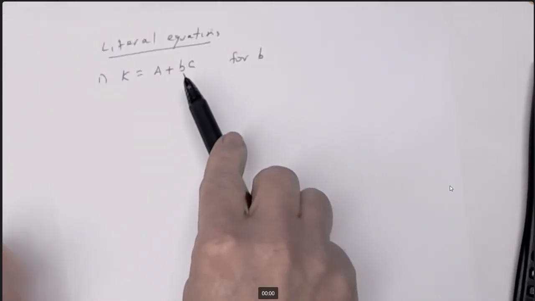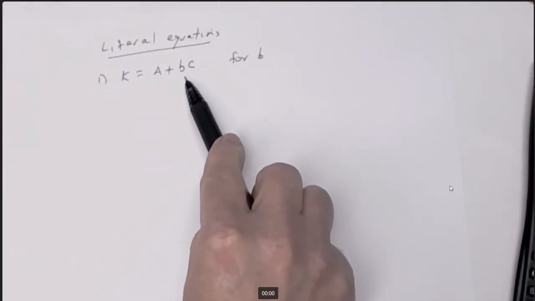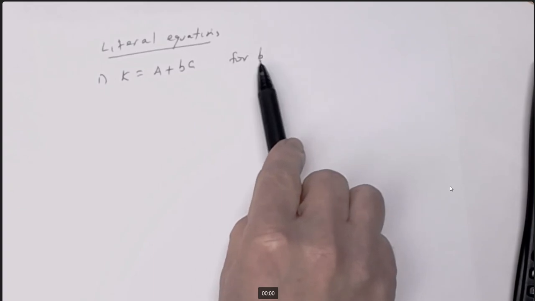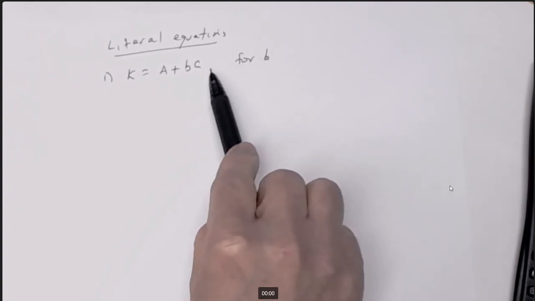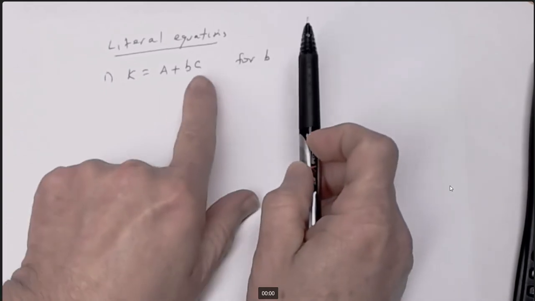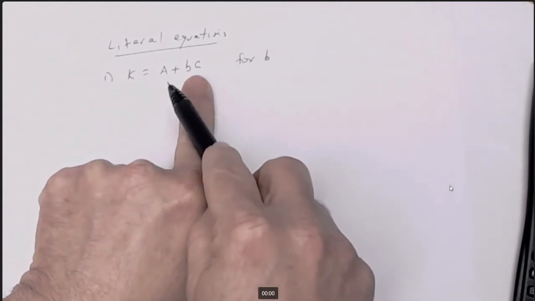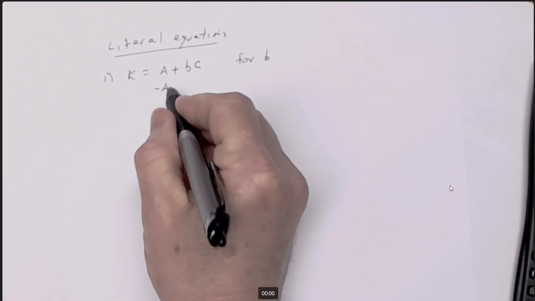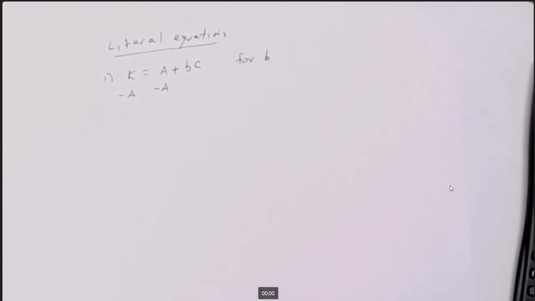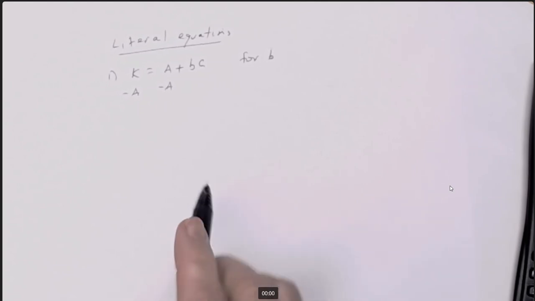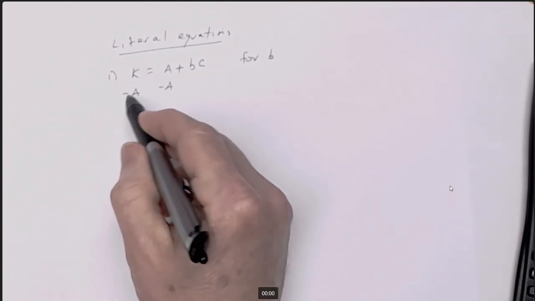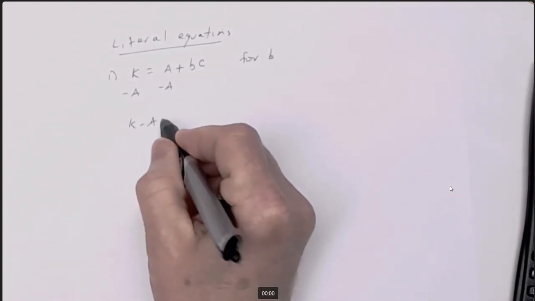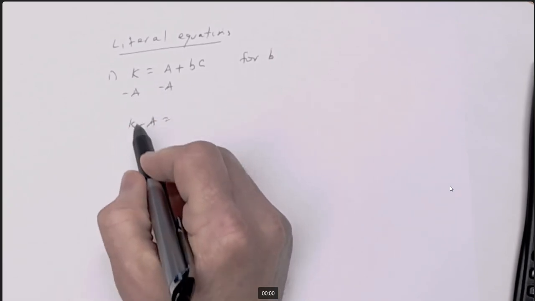And so notice the only term that has b in it is this one right here. Since that's the only term, you need to get rid of this a. And one way to get rid of that a is to subtract a from both sides, just like that. What you do to one side, you do to the other. So the left side is k minus a, equal a minus a is 0, and you're left with b times c.